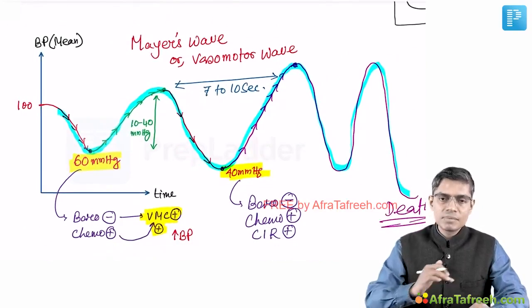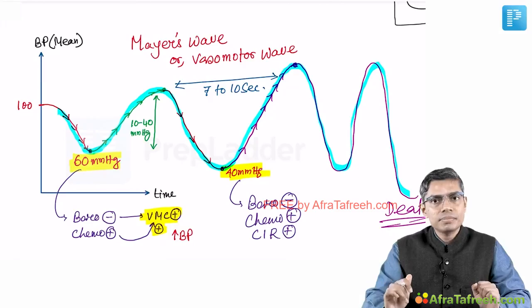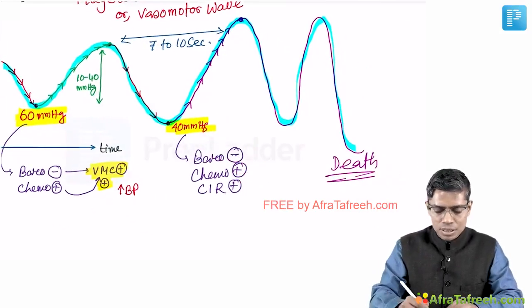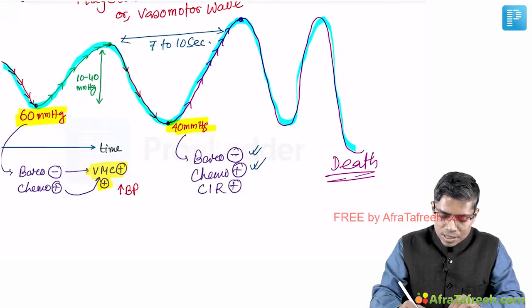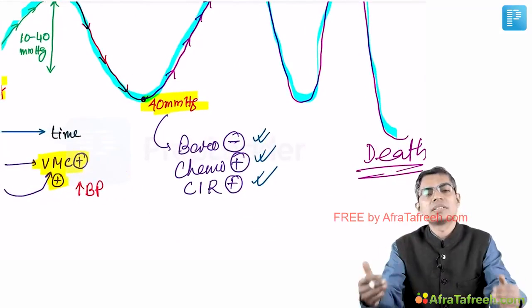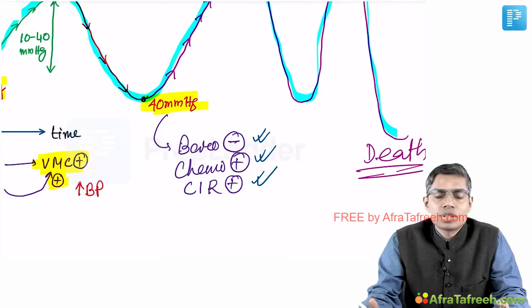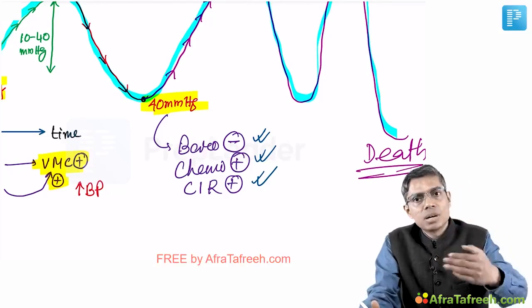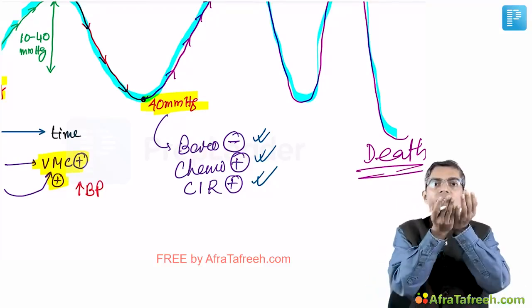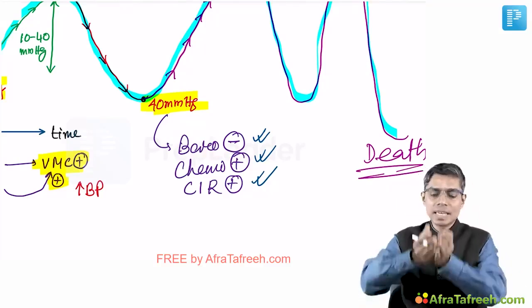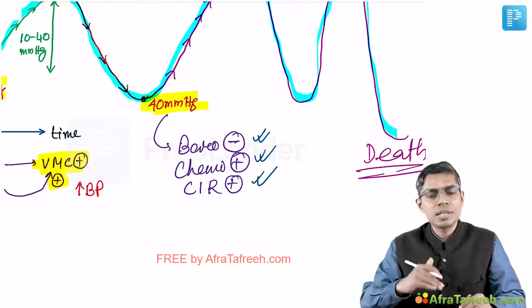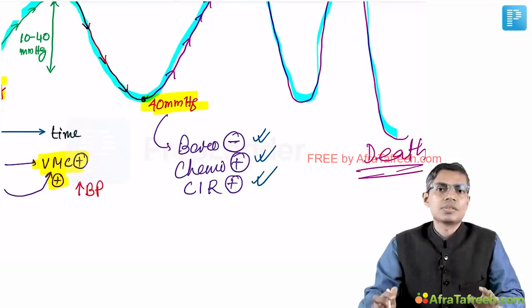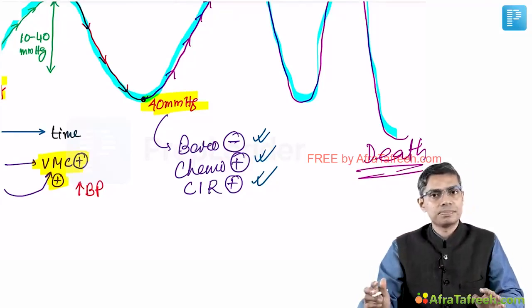So Mayer's wave is nothing but fluctuation of blood pressure. And why is this fluctuation occurring? Which receptors are helping in this fluctuation? The baroreceptor, chemoreceptor, and CNS ischemic response. These are the three reflexes which are causing fluctuation of this blood pressure. Whenever your blood pressure is continuously going down, down, down, this system is trying to raise your blood pressure. Again, your blood pressure is going down. Again, this system is trying to raise. And this way, before death, the blood pressure fluctuation wave is known as Mayer's wave.